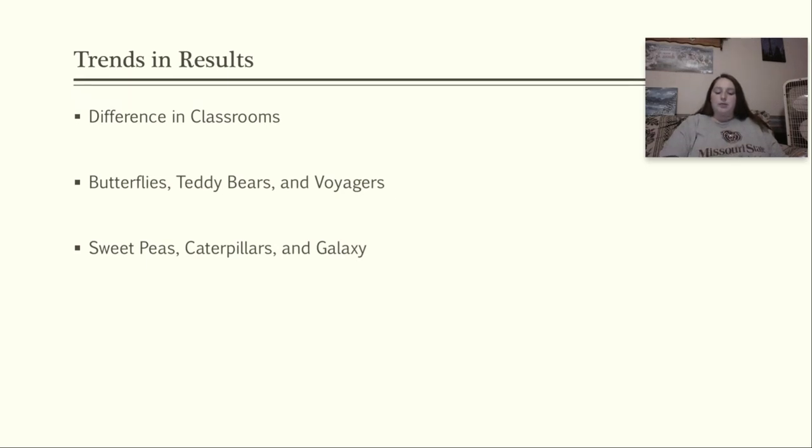These 3 classrooms overall showed lower levels of guidance and less emotional support for the children when compared to the Sweet Peas, Caterpillars, or Galaxy classrooms who were performing at higher levels.